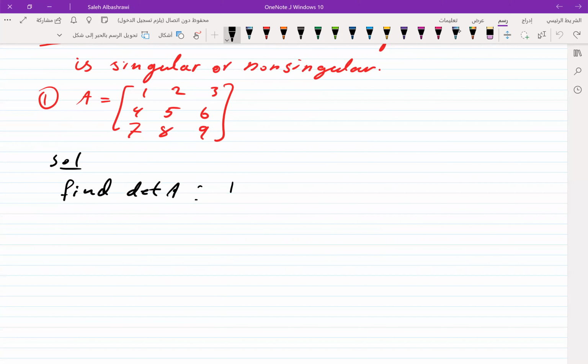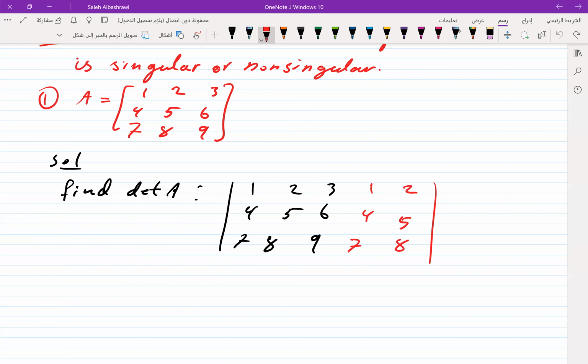The determinant of A is 1, 2, 3, 4, 5, 6, 7, 8, 9. We can use the cofactors method to find the determinant, or we can simply duplicate the first and second column. That is 1, 4, 7, 2, 5, 8. This will give me the determinant of the matrix A. Upward to downward will give me the positive sign.